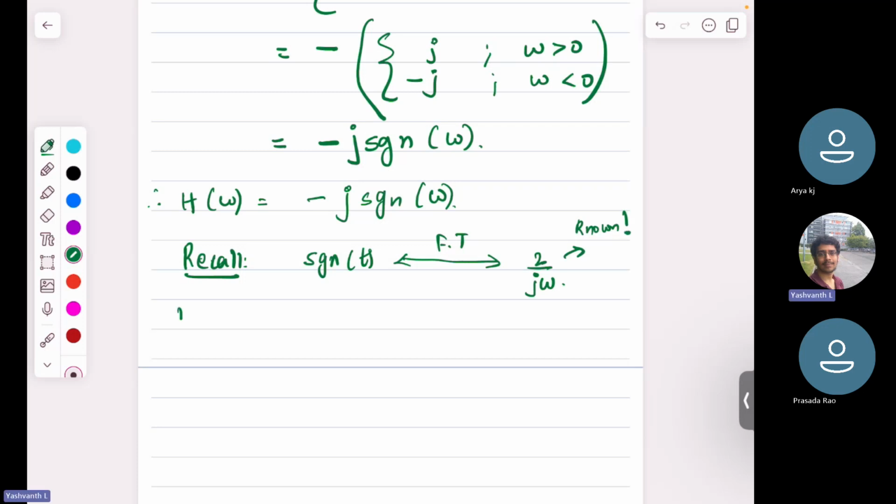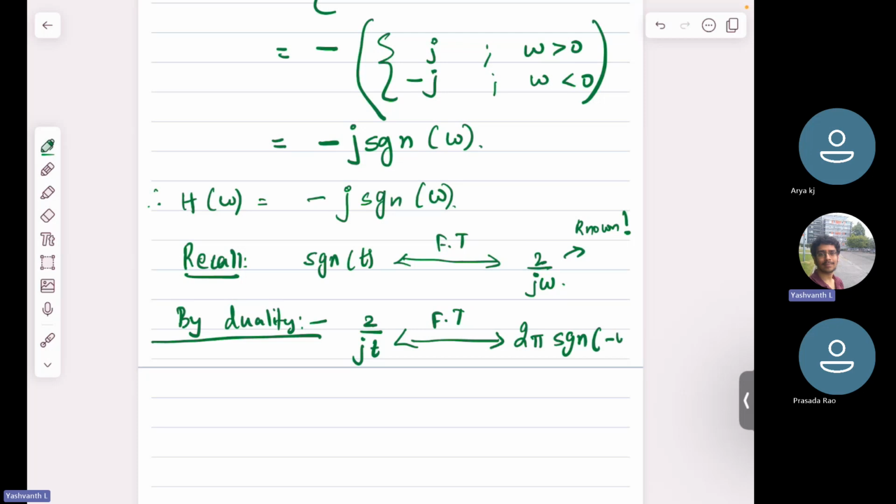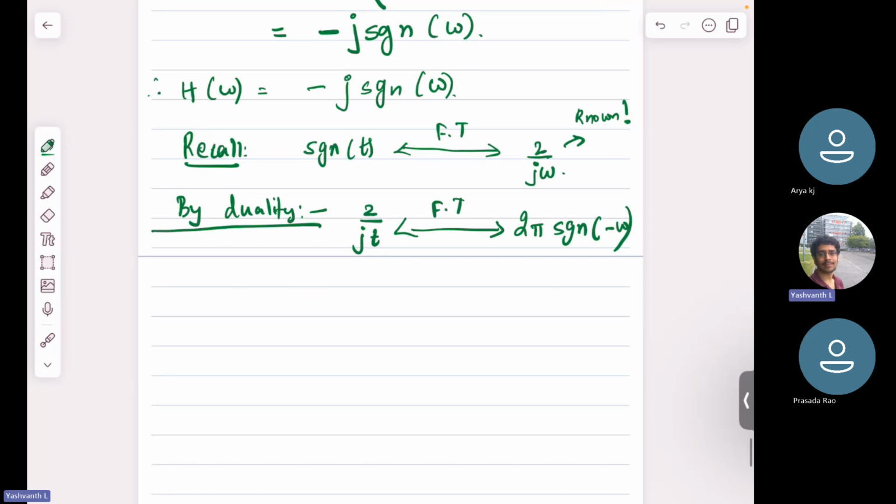In other words, by the duality property, if I take the time domain version of this signal, 2 by jt, then its Fourier transform will be 2 pi times signum of minus omega. Correct? That is my duality property. But I know that signum of minus omega is minus signum of omega. So this is nothing but minus 2 pi signum of omega. So 2 by jt has the Fourier transform minus 2 pi signum of omega.